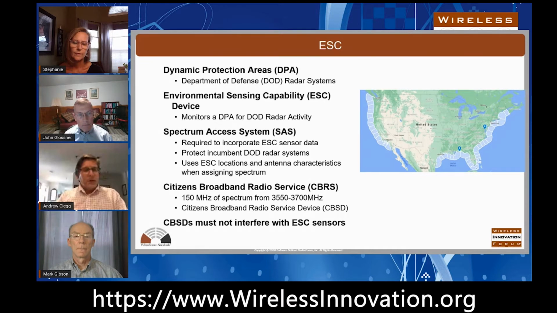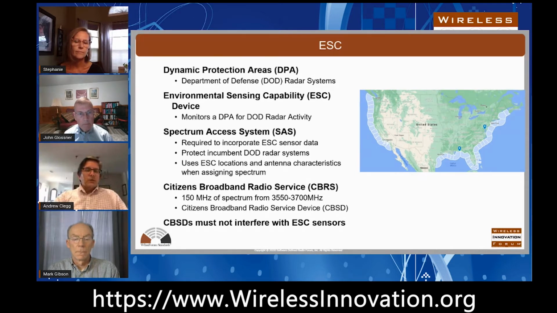And these radars operate in the exact same band that CBRS is. That's why we have to protect them. And so the ESC sensors have to be listening in the same band as CBRS. So the challenge is, if you put a CBRS device, a CBSD, too close to the ESC sensor, it will interfere with the sensor's capability to hear these radars at the edges of the DPAs farther away. So we have to constrain deployments of CBSDs and keep them away from the ESC sensors in order that they not cause interference to the ESC sensors.